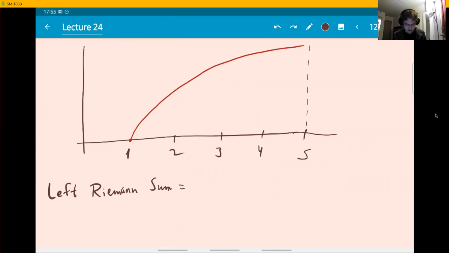Anyway, what does this mean? It means that in each one of the intervals, you're going to be looking at the left endpoint, calculate f of that in order to determine the height of the rectangle. So for example, in the first one, the base is 2 minus 1, and the height will be f of 1, where f is the function inside of the integral. In this case, it's ln.